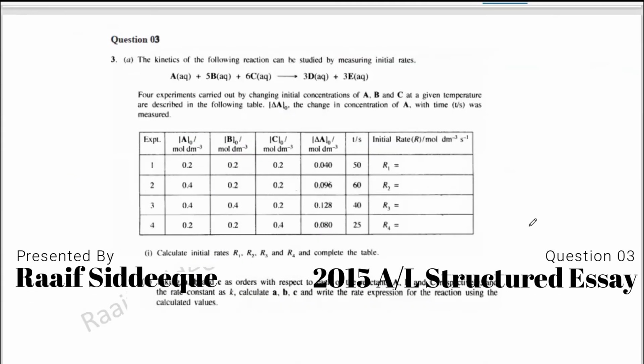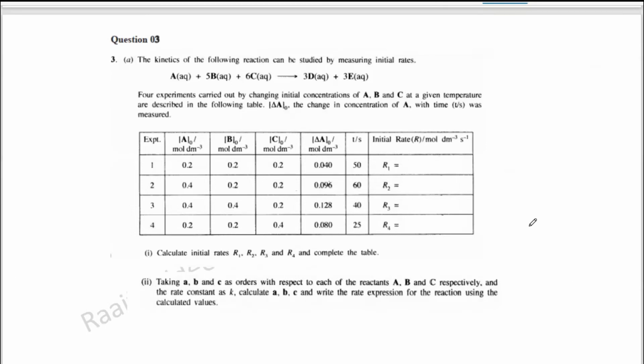Right. So moving on to the physical chemistry question. Nowadays you will keep having these questions in part 3. There is an equation that is given, A, B, and C reacting to form D and E. So the stoichiometry is given.